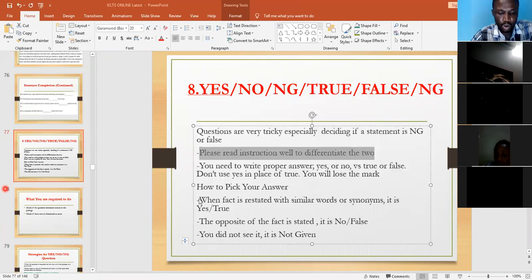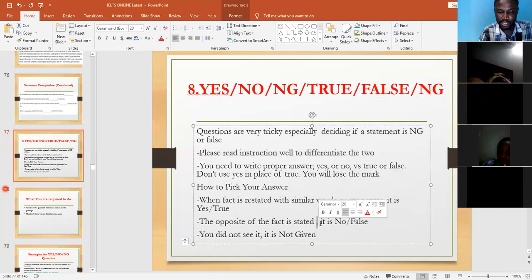Okay. Now, I said when the fact is restated with similar words or synonyms, that is, that statement is repeated with similar words or synonyms, it is true. I will take you to examples. So if the opposite of the fact is stated, or there is a lie or a new information, it is no or false.